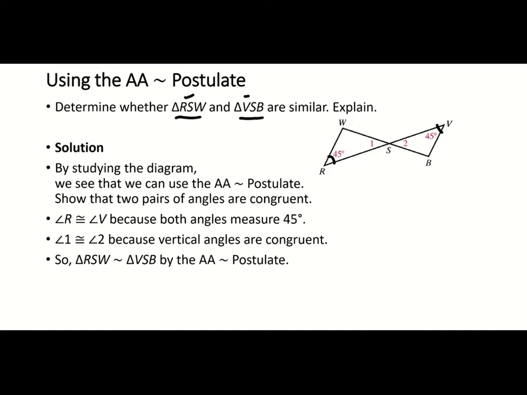Now, they did not give us any other measurements, but angles 1 and 2, again, think about it. What kind of angles are those? Those are vertical angles, and we know that vertical angles are congruent. So therefore, I know that I have two pairs of congruent angles. So these two triangles are similar through the angle-angle postulate.